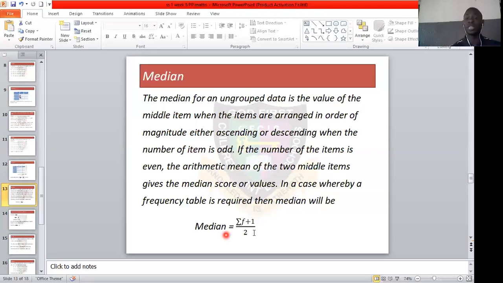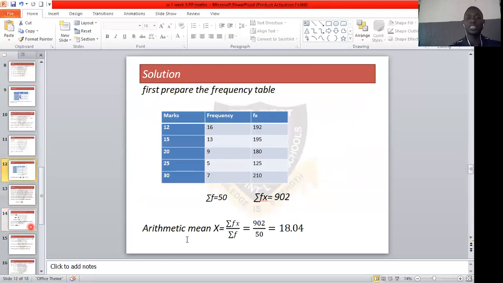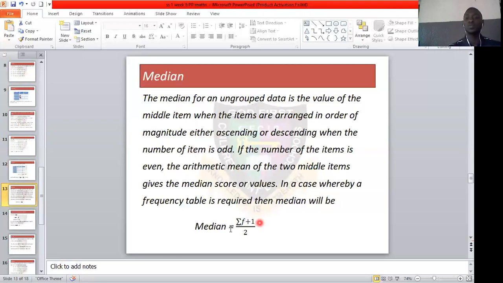In case you want to use a frequency table or prepare a frequency table like this, this is the formula to use. The median equals summation f plus 1, divided by 2, where f there is the frequency. So let us consider this frequency table.